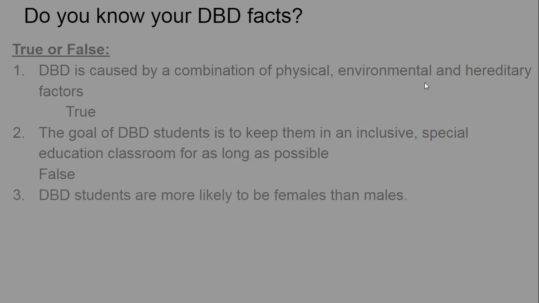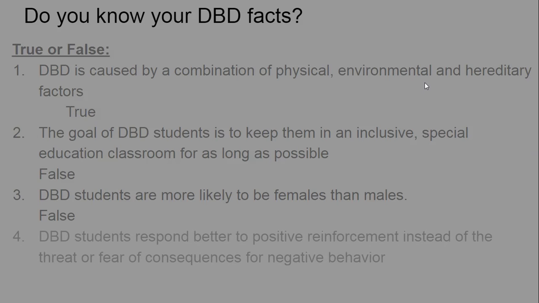DBD students are more likely to be females than males. That's also false. It's more likely to be male students than female students. DBD students respond better to positive reinforcement instead of the threat or fear of consequences related to negative behavior. And that is true. Positive reinforcement is proven to be better.